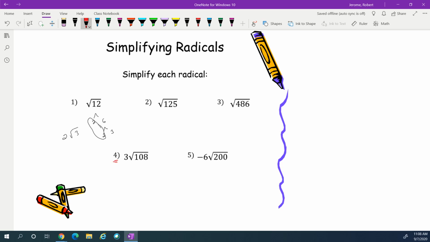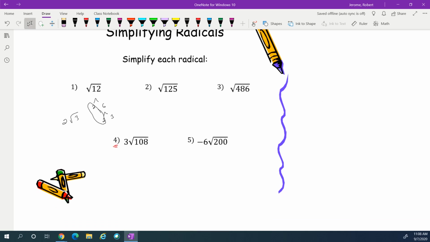Let's do number 4. I'm just going to move the page up a little bit. I'm going to ignore the 3 for just a minute, and I'm going to break down the 108. So that's 2 and 54, which is 2 and 27, which is 3 times 9, and the 9 is 3 times 3. And now I'm going to look for my pairs. I have a pair of 2's, so that's on the outside. I have a pair of 3's, again on the outside. And then I have a leftover 3, so that stays home.